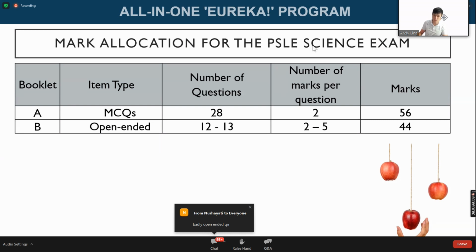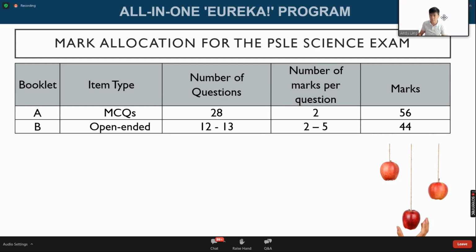I'm just going to remind you all tonight, parents, that when it comes to PSLE science exams, now this may not be relevant yet for P3 to P5 parents, but take note when your child is going to P6 eventually, you need to take note of this marking range. 56 out of 100 marks is allocated for MCQs. 44 out of 100 marks is allocated for open-ended questions.